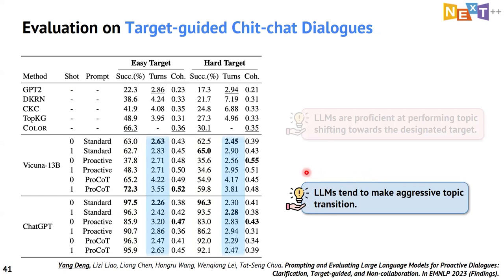However, when we take a deeper look into the evaluation result, we realize that the LLM actually tends to make aggressive topic transitions. So we can see that the LLM actually will reach the target topic within three turns. We can imagine that in a conversational recommendation, if the system directly recommends the target item to you within three turns, it will make you feel like actually a hard sell. So it will actually downgrade the user experience during the conversation. So this is not what we wanted during the target-guided chit-chat dialogues.